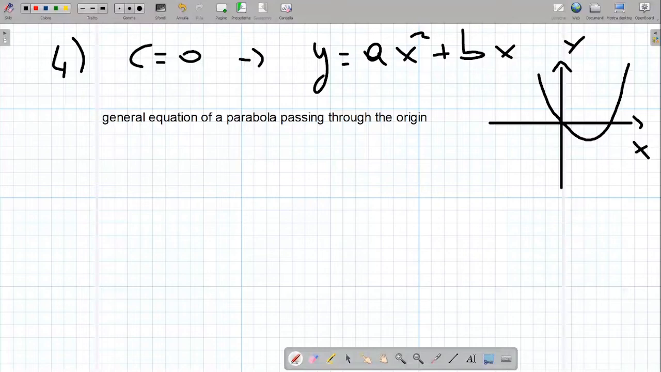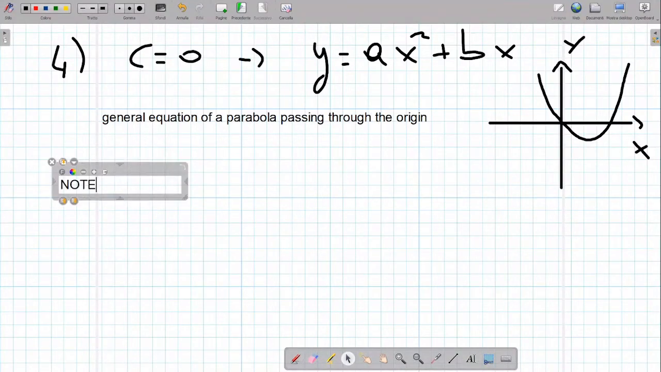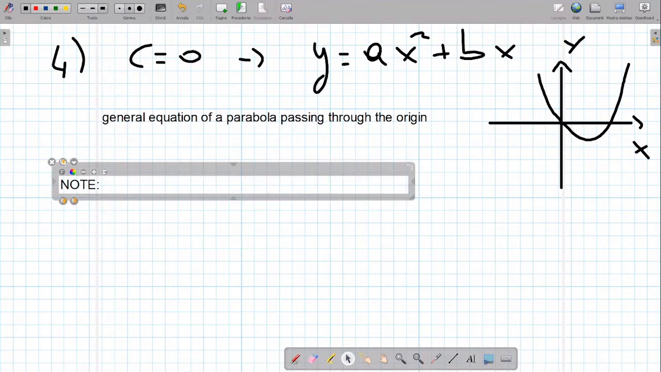An important thing that should be noted, so we can just write here a note for understanding what is the concavity of the parable, and we know that if the coefficient of the power 2, so if a is positive, then the parable is convex.